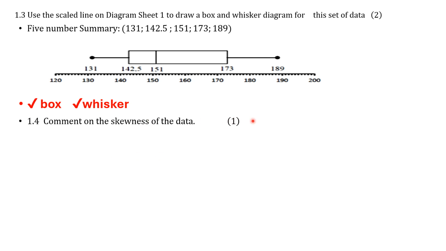So comment on the skewness of the data. So I say there we have more values to the right than we have to the left. Therefore, the data is skewed to the right, or positively skewed. Right, so positively skewed or skewed to the right.